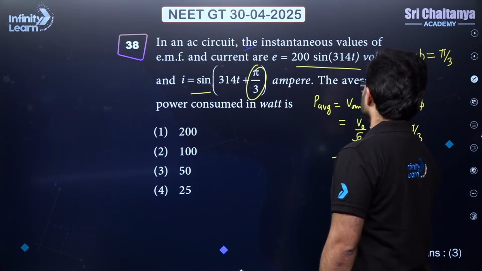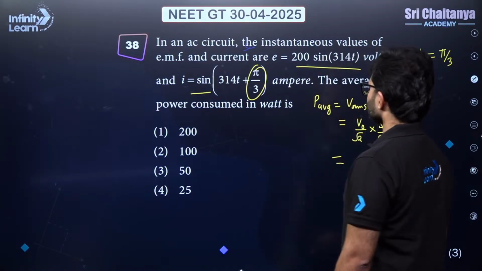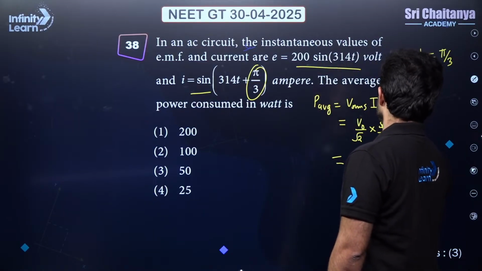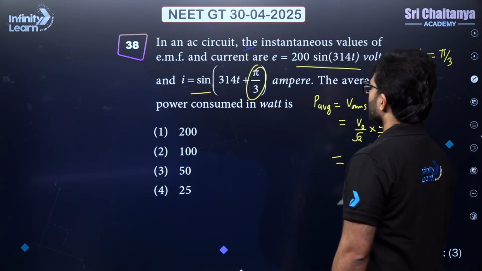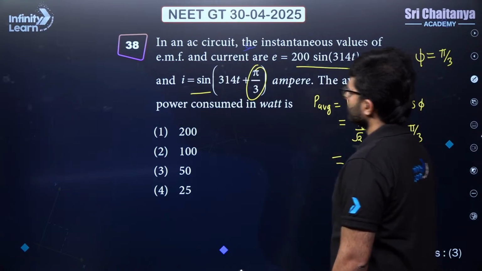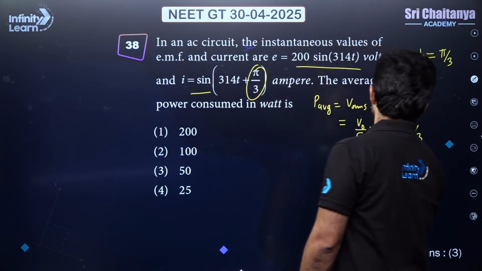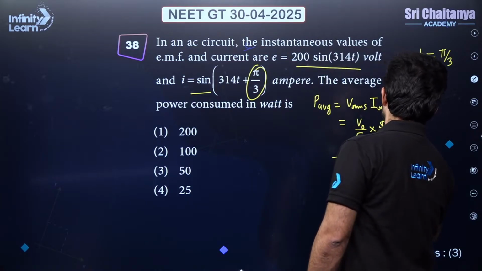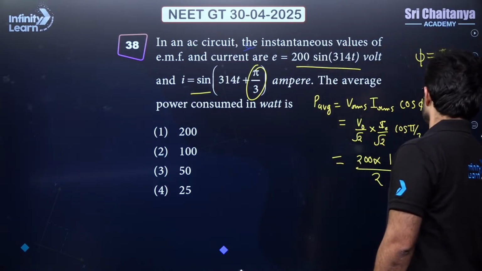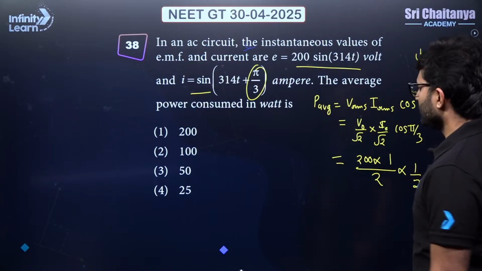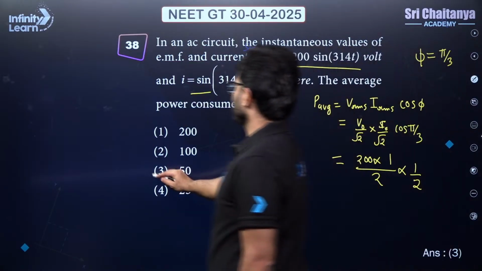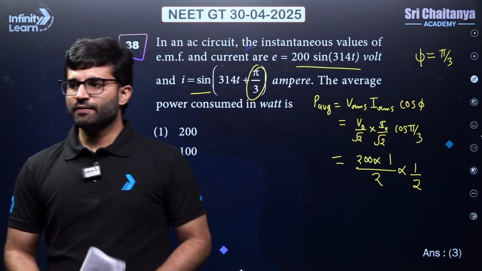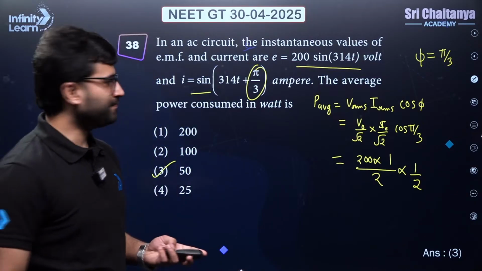Can you put these values, please? What is V naught? V naught is 200. What is I naught? I naught is 1. So 1 divided by 2, cos of 60, which is 1 by 2, right? So that would be 50. Is that very clear, right?